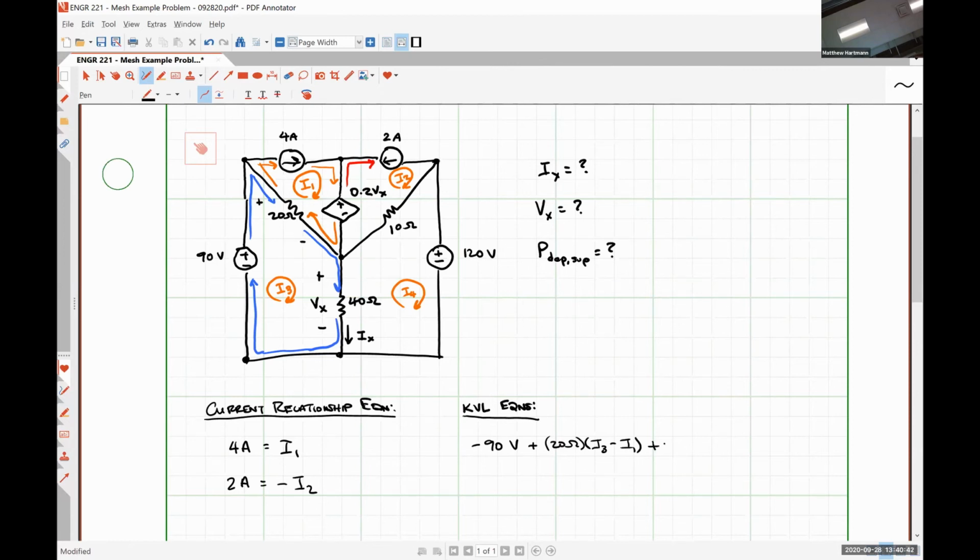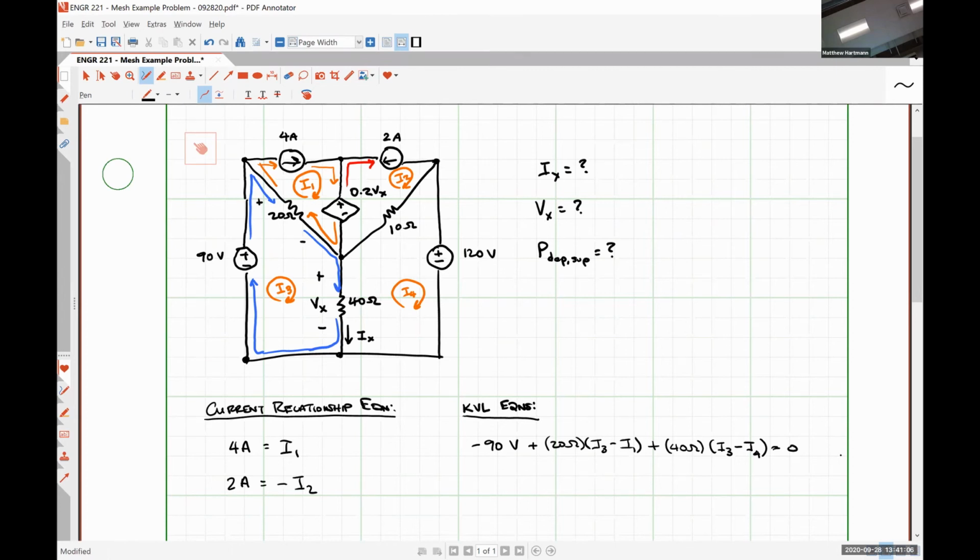So using that same convention, who can tell me what's going on with the 40 ohm resistor? 40 ohms times (I3 minus I4). Absolutely correct. And we've ended at the same potential as we started. So we set everything equal to 0.